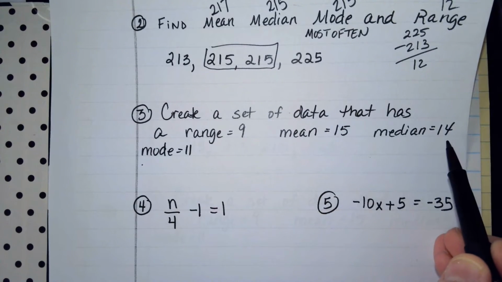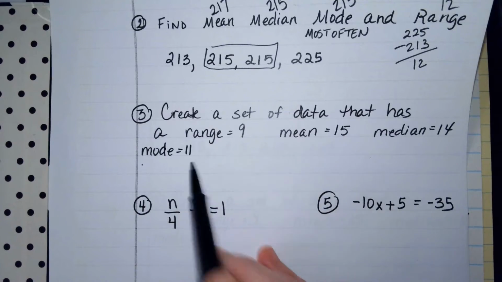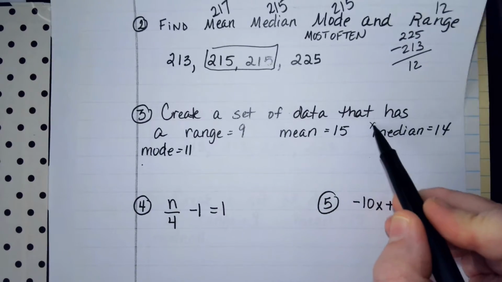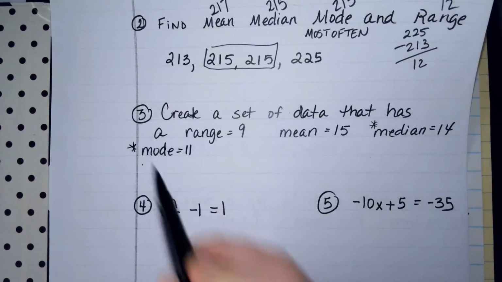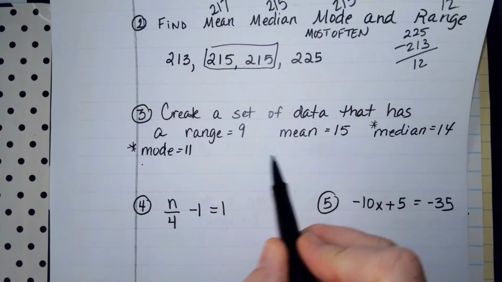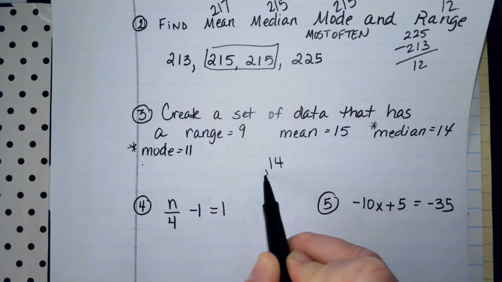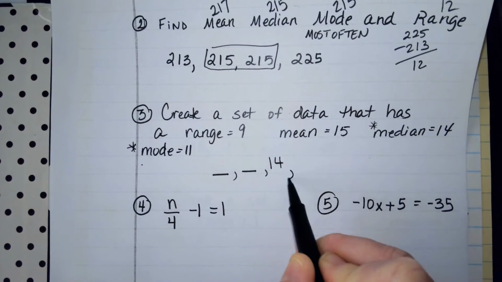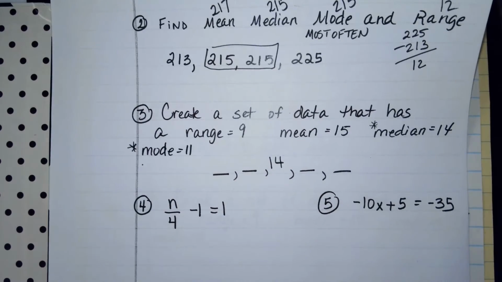Next, create a set of data that has a range of 9, a mean of 15, a median of 14, and a mode of 11. Well, guys, the median and the mode are actually pieces of data. The other ones may not be. So I'm going to start with 14, and I'm going to try to make 5 numbers in my set of data. I may have to put more in there. I may have to take some out.